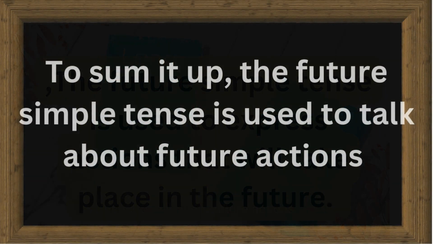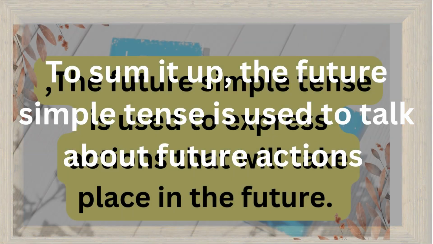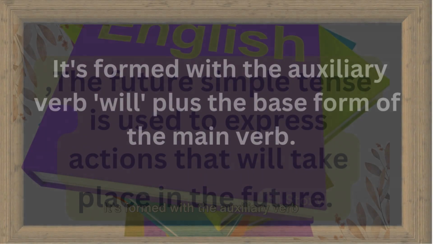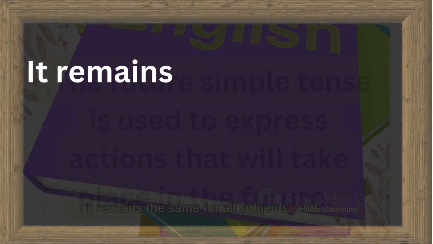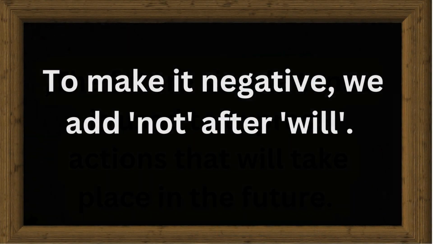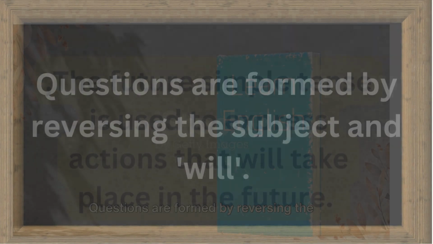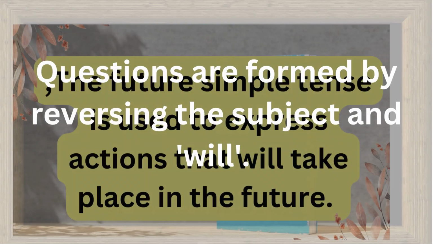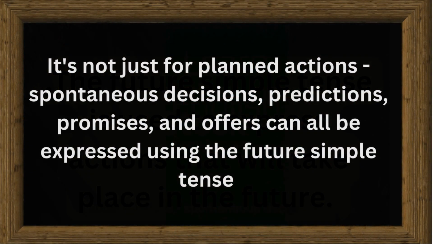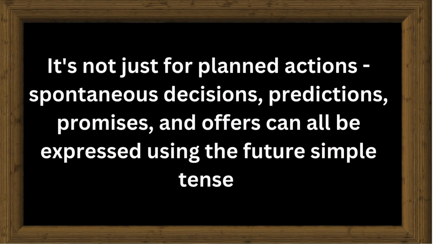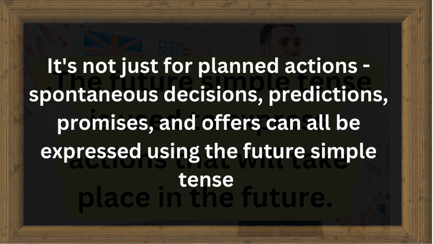To sum it up, the future simple tense is used to talk about future actions. It's formed with the auxiliary verb will plus the base form of the main verb. It remains the same for all subjects, and to make it negative, we add not after will. Questions are formed by reversing the subject and will. And don't forget, it's not just for planned actions. Spontaneous decisions, predictions, promises, and offers can all be expressed using the future simple tense.